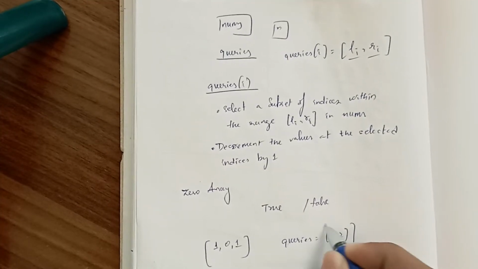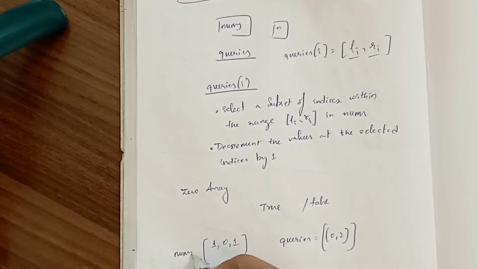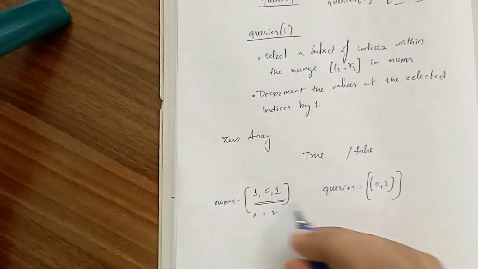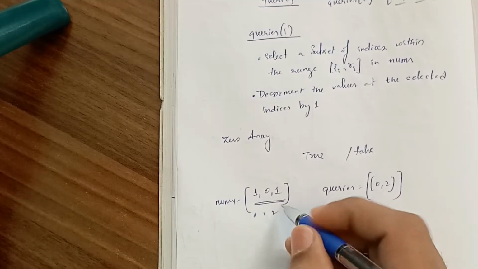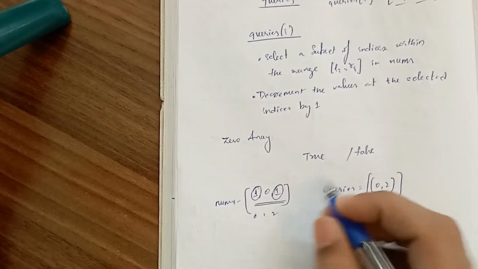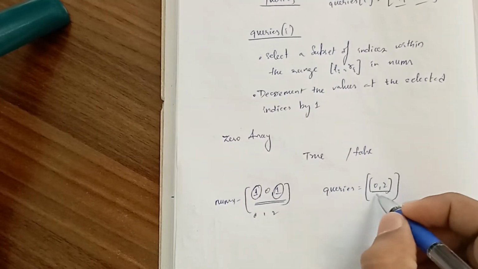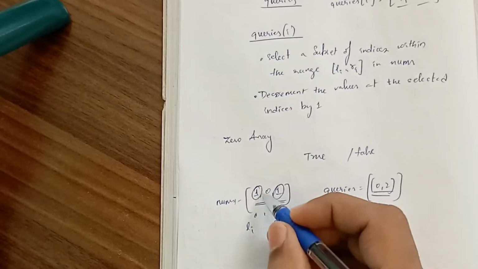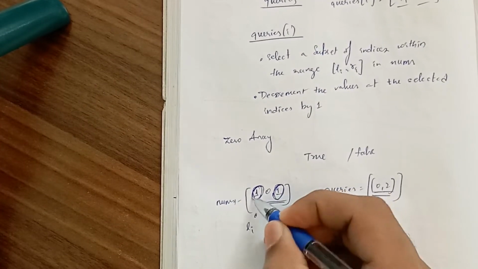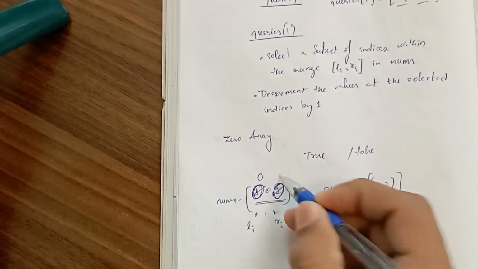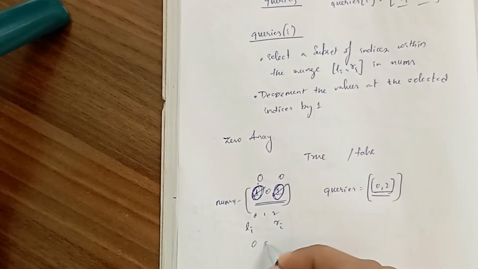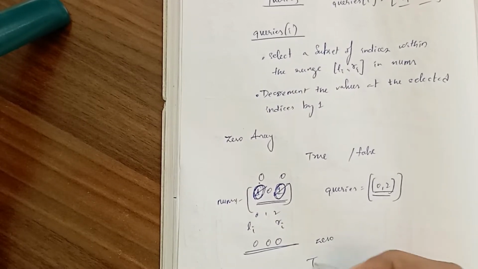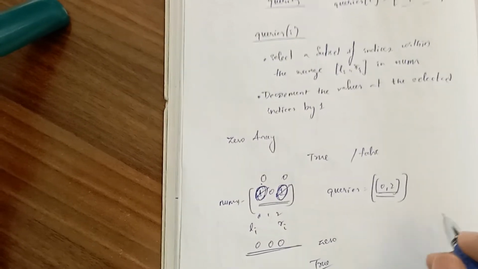We are given an example: [1, 0, 1] and queries [[0, 2]]. Now, from 0 to 2, the indices are 0, 1, 2. If you select the indices that fall in this range [l_i, r_i] and decrement them by 1, the array becomes a zero array. So we can return true here.